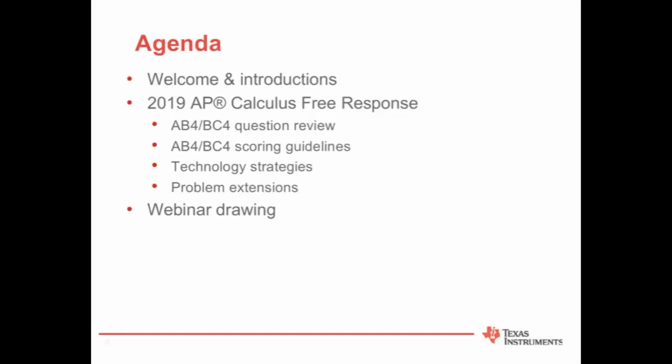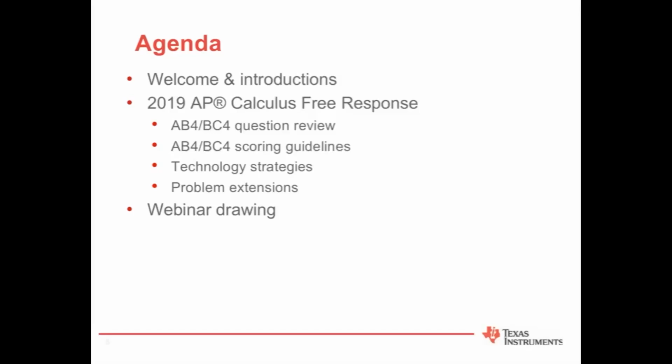At this point, Steve is going to discuss our agenda. Thanks very much, Mike. We've already taken care of the welcome and introductions. I'm going to start off tonight by talking about AB4 BC4 from the 2019 AP Calculus exam. So I'll very quickly review the question and the scoring guidelines, and give a brief briefing on how those scoring guidelines were interpreted.